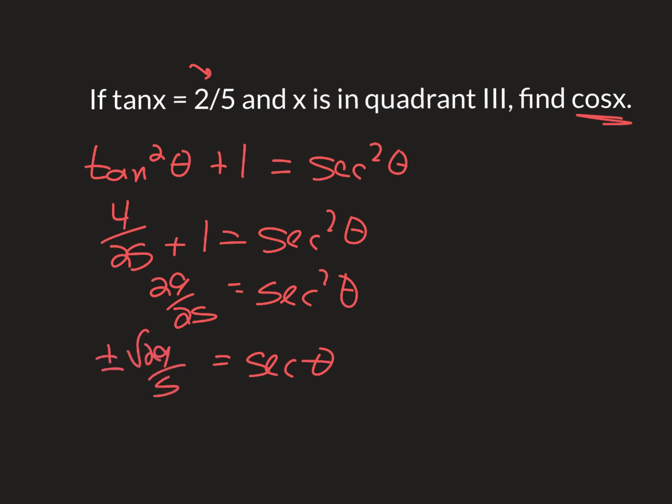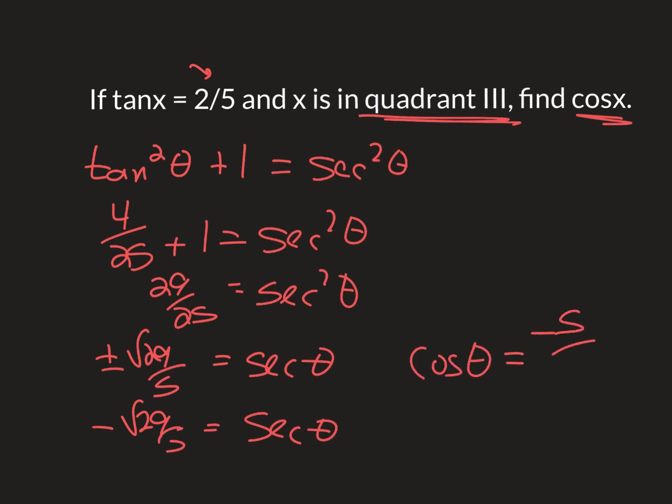Now, it's not really plus or minus because it tells you what quadrant we're in. We're in quadrant 3. Cosine and sine are both negative in quadrant 3, so secant is negative square root of 29 over 5, which means cosine of theta is going to be negative 5 over the square root of 29. You need to rationalize that denominator. You get negative 5 root 29 over 29.